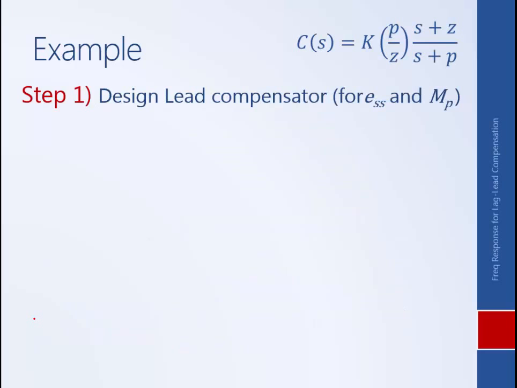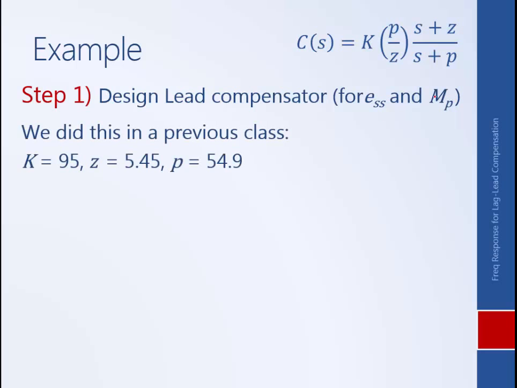So the first step is to design a lead compensator all by itself. This is the basic form of a lead compensator. We're going to follow the same procedure that we did in the previous lecture, where we're trying to achieve a certain steady state error and a certain overshoot. In that previous class, when we followed our procedure, this was the design that we arrived at. Now, this gain achieved our steady state error. This pole and zero helped us to achieve the overshoot that we desired.